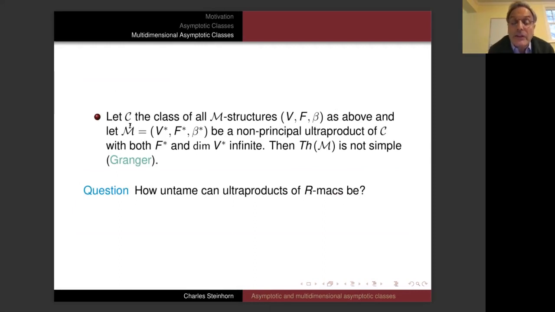So now let's take a look at the class of all finite L-structures, of V, F with beta, a non-degenerate alternating or symmetric bilinear form, and you take a non-principal ultraproduct with both F star and the dimension of V star infinite. Then it turns out that this is not simple, and it's well known that this is going to be NSOP1. So the real question is, how tame can ultraproducts of R max be?